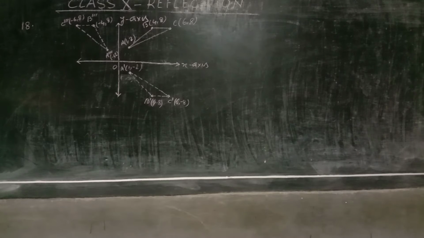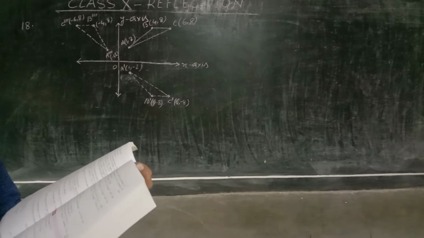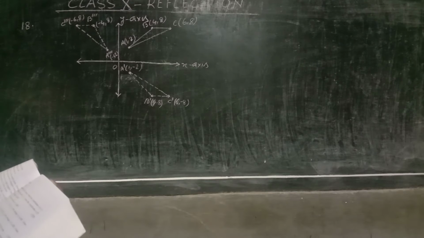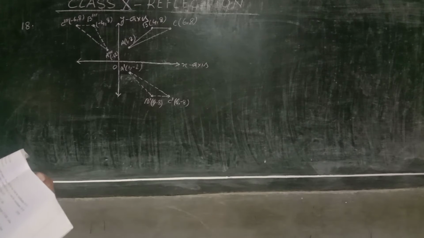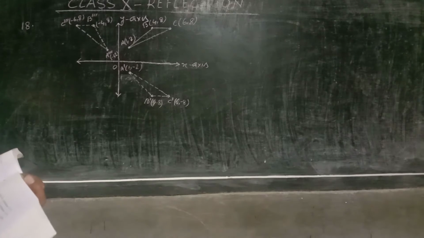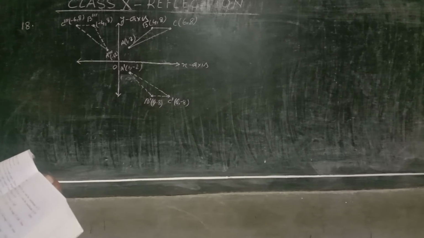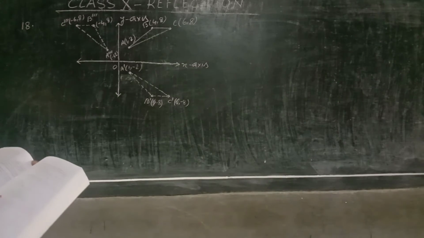Question number 18. This question states that the triangle ABC where A(1, 2), B(4, 8), C(6, 8) is reflected in the x-axis to triangle A dash B dash C dash. The triangle A dash B dash C dash is then reflected in the origin to triangle A double dash B double dash C double dash. Write down the coordinates of A double dash, B double dash, C double dash and write down a single transformation that maps ABC onto A double dash B double dash C double dash.